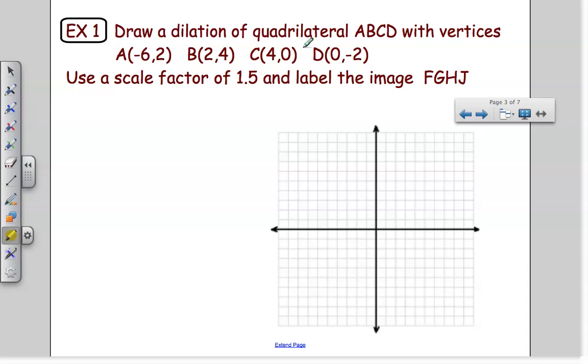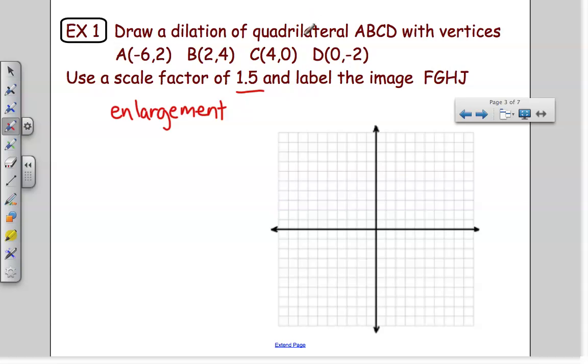Draw a dilation of quadrilateral ABCD with these vertices. Use a scale factor of 1.5 and label the image FGHJ. Remember that word image is the new figure. I'm drawing a dilation. They didn't tell me right away whether it was an enlargement or reduction, but once they say scale factor of 1.5, that means you're multiplying all of these coordinates by 1.5. You are going to do an enlargement here because the scale factor is more than 1. My new figure will be larger. Well, let's check it out.